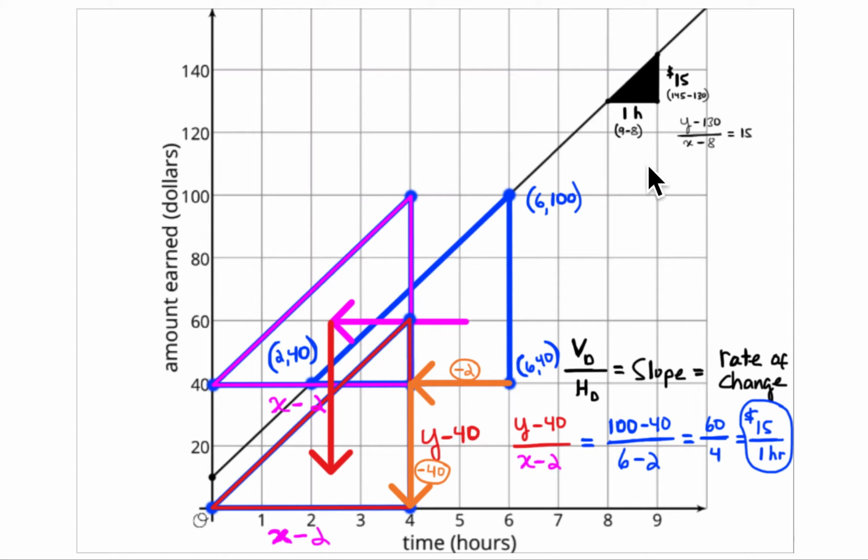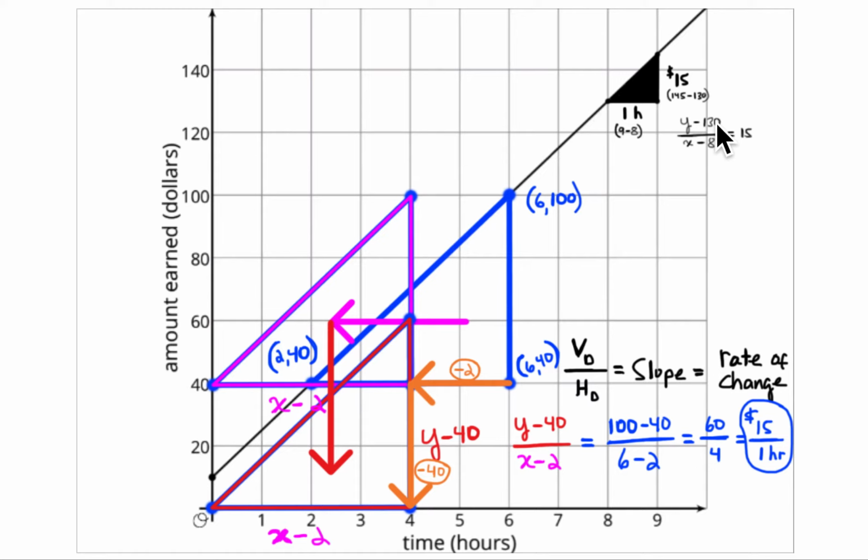So the number of units in the horizontal direction is going to be x minus 8. We have to get rid of these 8 hours. Well, what about the vertical direction? What do you have to get rid of? That's moving this down vertically to the horizontal axis. Well, you have to get rid of this $130. So that's going to be y minus 130.